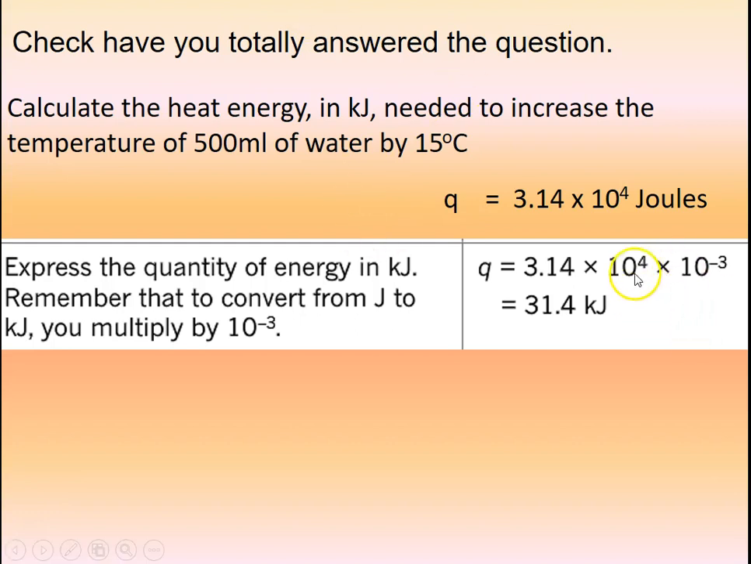So you're dividing it by 1,000 to turn joules into kilojoules, because kilojoules are a larger unit. Dividing it by 1,000 is the same thing as multiplying it by 10 to the minus 3. So if you multiply two indices, you add the indices. So 4 plus minus 3 will be 1. So you've got 10 to the power of 1. 10 times 3 is 31.